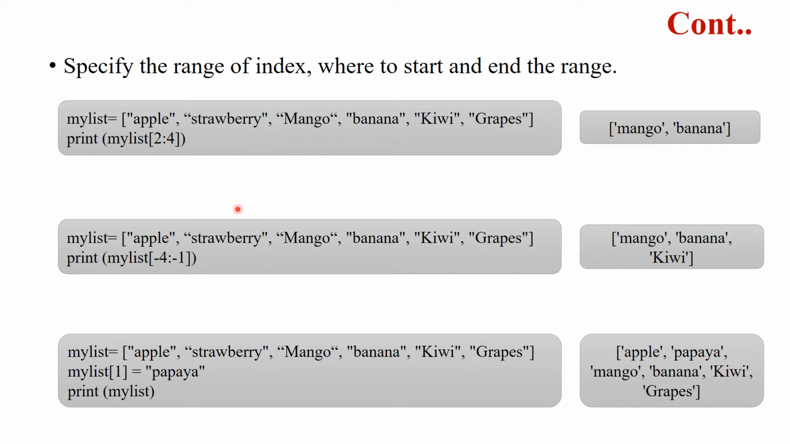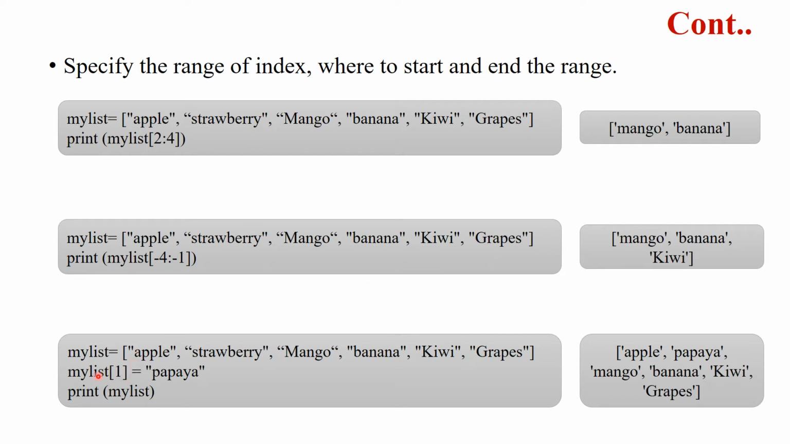In this example, I have started from a negative value, that is -4. -4 means -1, -2, -3 and -4. So -4 to -1 gives mango, banana and kiwi. -1 will be excluded. So these three values will get printed.